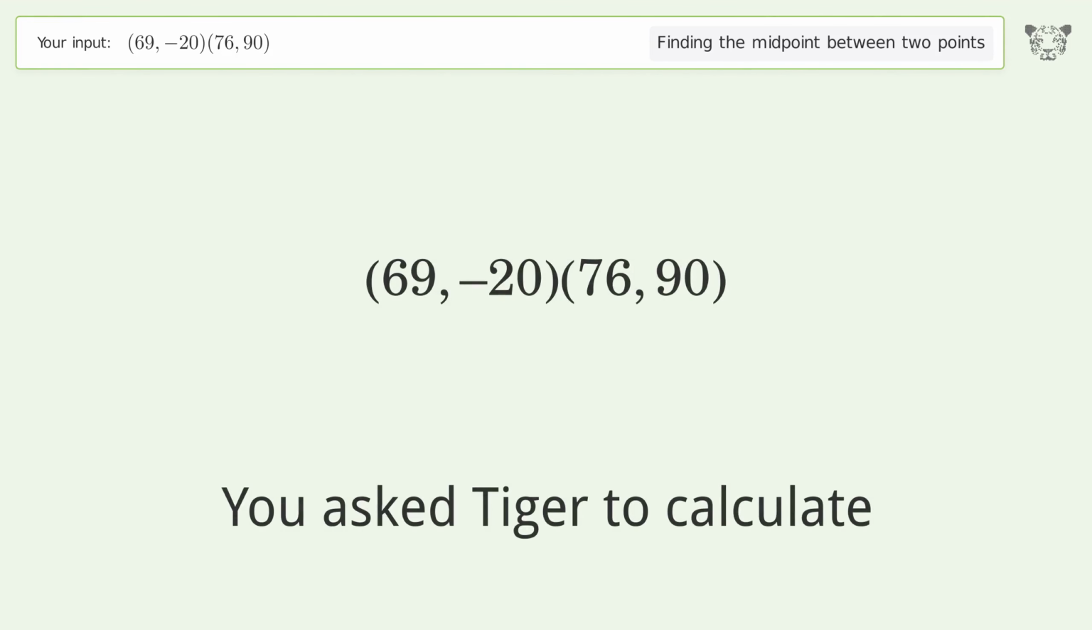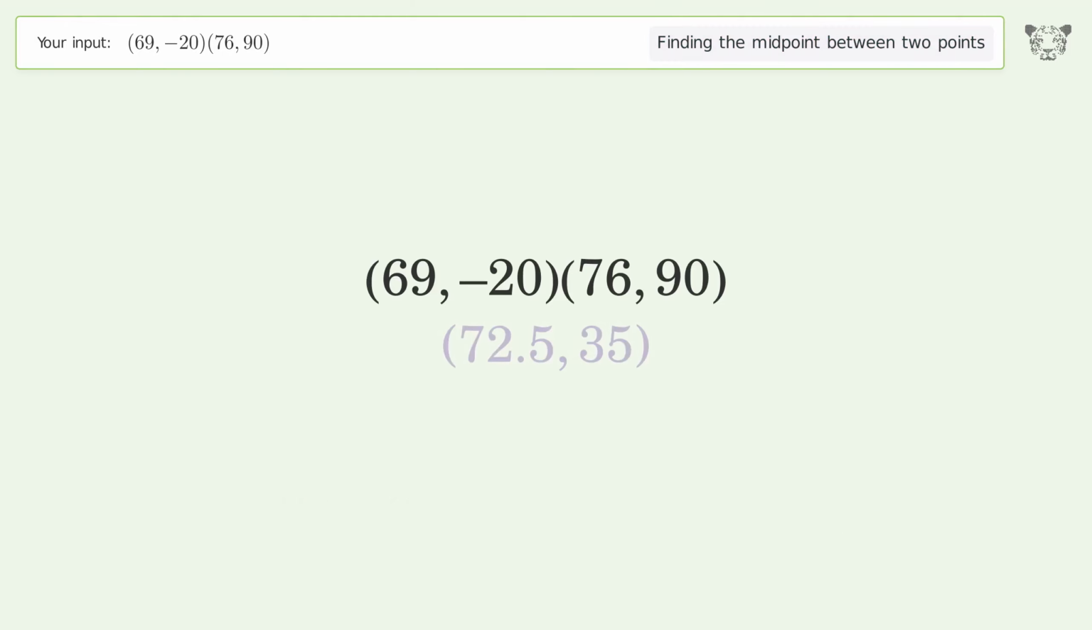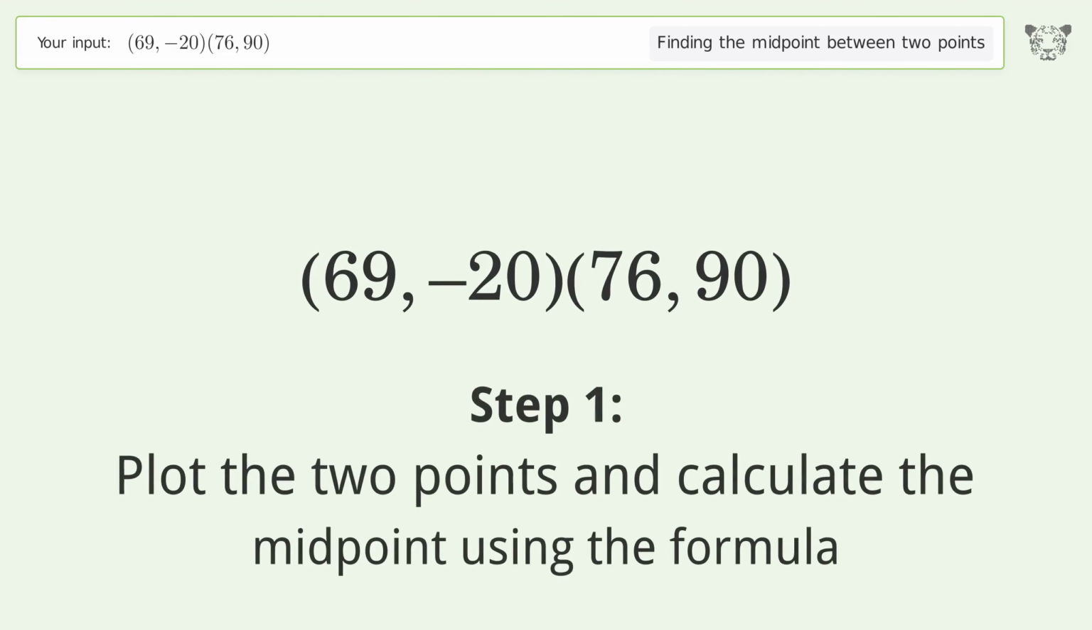You ask Tiger to calculate. This deals with finding the midpoint between 2 points. The midpoint between the 2 points is 72.5, 35. Let's solve it step by step. Plot the 2 points and calculate the midpoint using the formula.